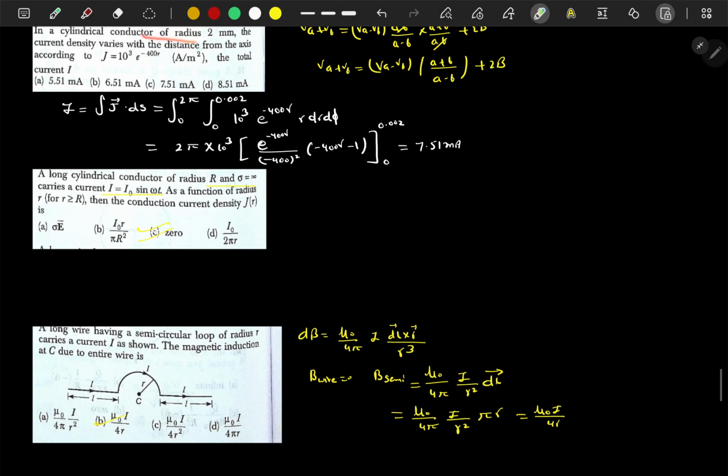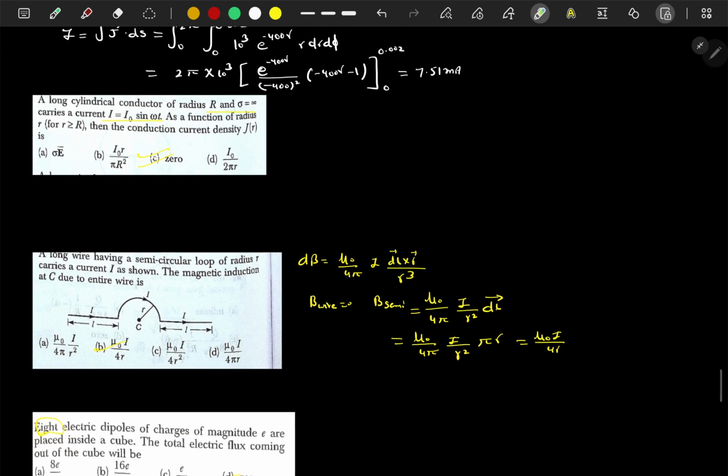Next question: a cylindrical conductor of radius 2 mm, the current density varies with the distance. So I equals J dot ds, J is cos theta, and if you use ds, then it is r dr dphi. Let's put this in, and we get the value 7.5 per ampere. A long cylindrical conductor of radius R and sigma equal to K, I equal to n sin, ds is a function of radius, then the current would be 0.